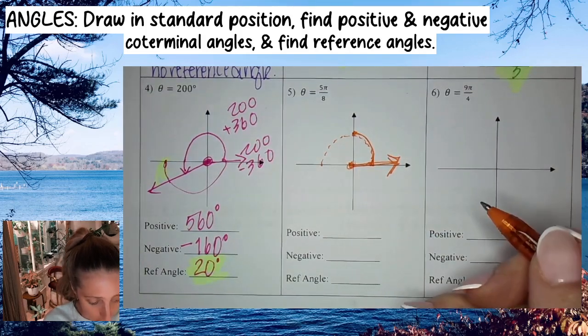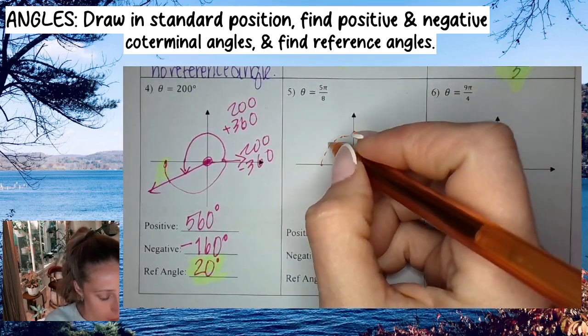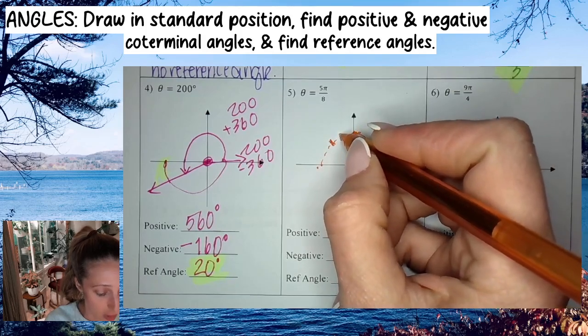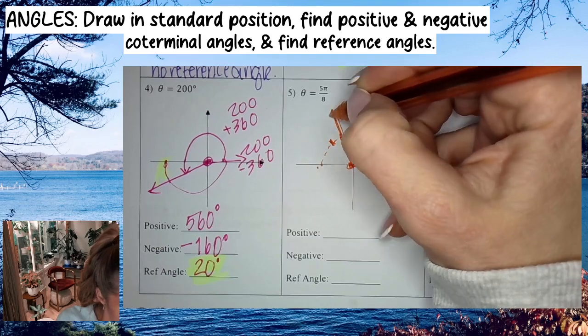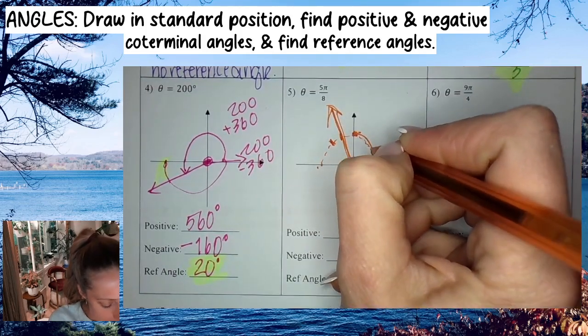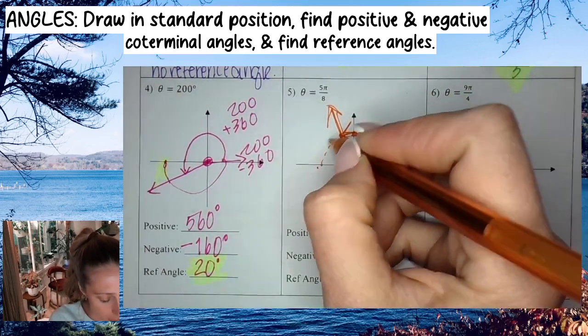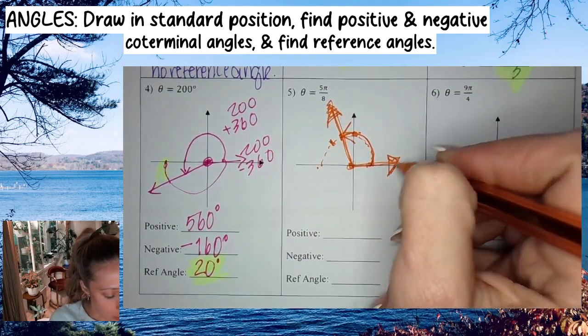Pi over 2 if I reduce my fraction, because we have a good brain and we eat our vegetables. This over here would be 8 pi over 8, 4 pi over 8, 6 pi over 8. So 5 pi over 8, give or take, is somewhere in there. So here I go. That's my terminal side. I'm going to draw my directional arrow, and that right there is my angle 5 pi over 8 in standard position.